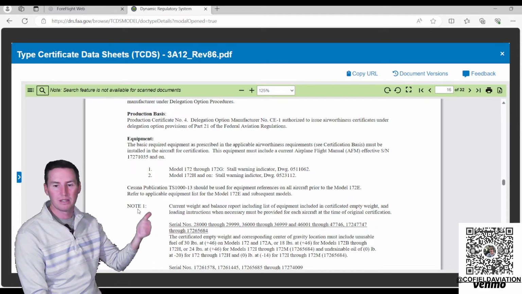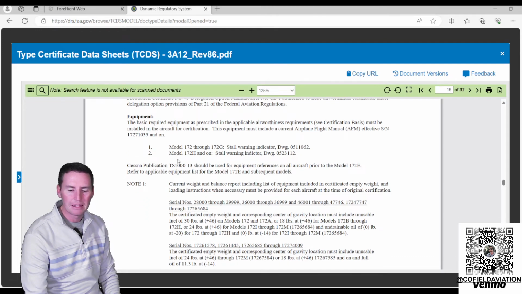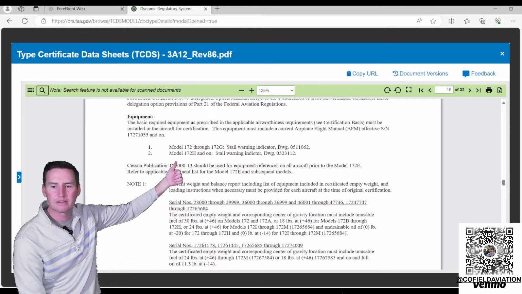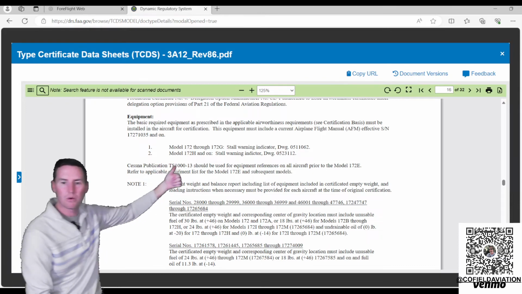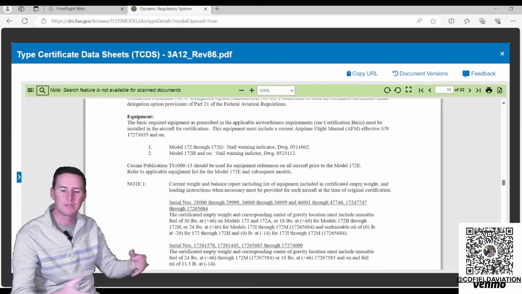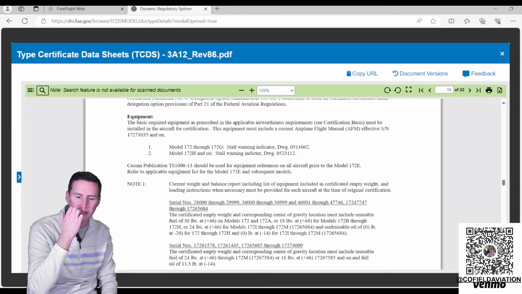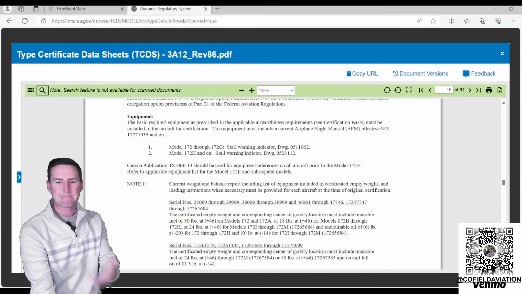Look at required equipment here on the type certificate data sheet. If you look right here, the 172H and on, that's going to be us, right? Because we're a Mike model. The only thing that's required is the stall warning indicator. So we had to go all the way over here just to figure out that the only thing required is the stall warning indicator. All right.